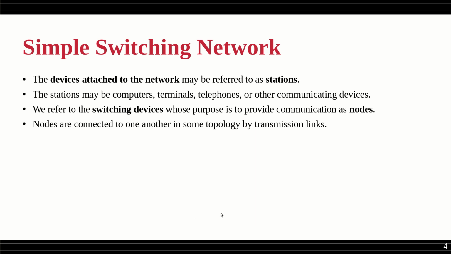Now the nodes are connected to one another in some kind of topology or transmission link. In the previous diagram there was no fixed topology, but I already told you that interconnecting nodes, I mean switches, can be connected by means of a mesh topology or a star topology, whatever it is. It is a kind of backbone network, and if you go with a connection like a mesh or a star, it is more and more reliable and robust.